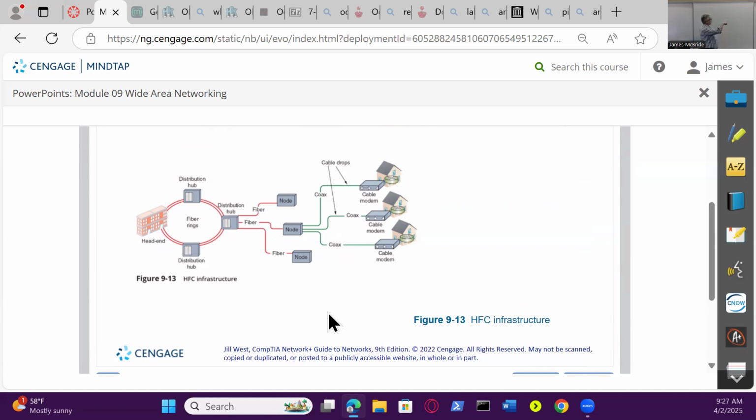So they've got these fiber rings. They've got 2 of them because these are geographically going to be dispersed. So they're trying to fit it in this picture, but there may be hundreds of miles between these. So they'll have one fiber ring and then a backup fiber ring. And then the nodes that they hit through fiber, and then finally coaxial to your house.